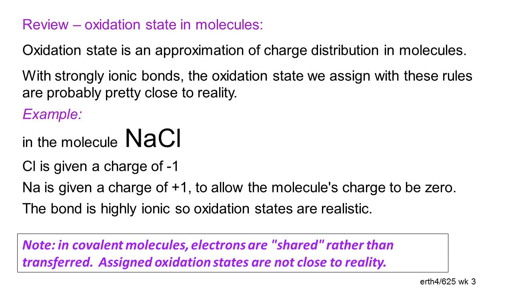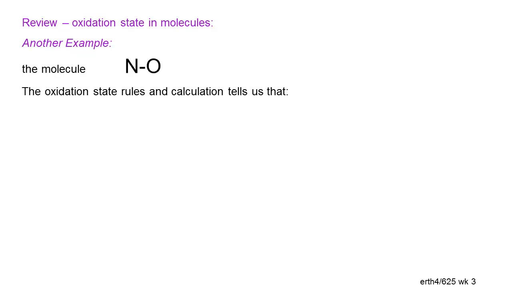However, as I just noted above, in covalent molecules, when we assign oxidation states, they're a less precise measure of the reality of electron density around the atoms. Nevertheless, we use the same bookkeeping methods to help understand electron flow in electron transfer chemical reactions. So let's look at another molecule.